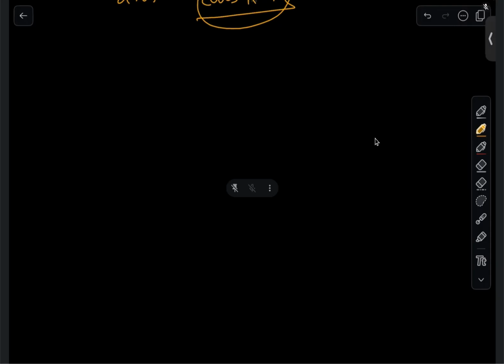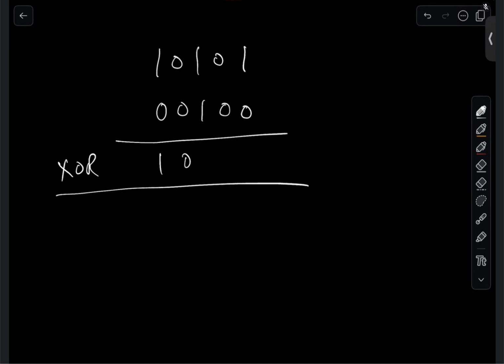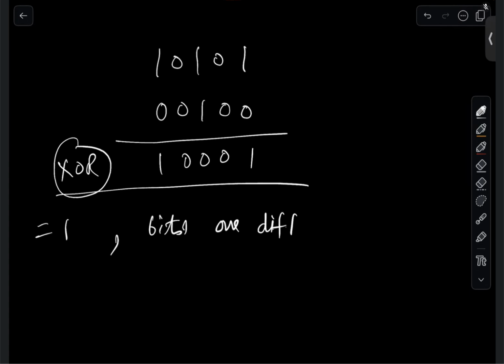Okay, so first look at any possible bit. Let's say we have a number whose binary formation is this, and then we have another number whose binary formation is this. What will be the XOR of these two numbers? It would be 1 0 0 0 1. So the main idea that we can see from here is that XOR is equal to 1 if bits are different, and it is equal to 0 if bits are the same.